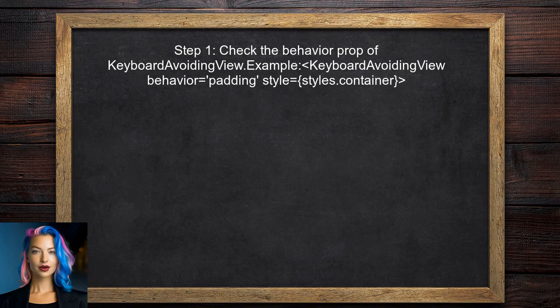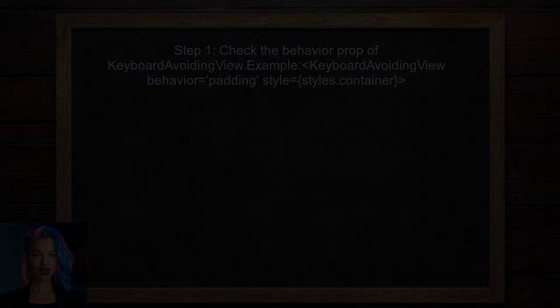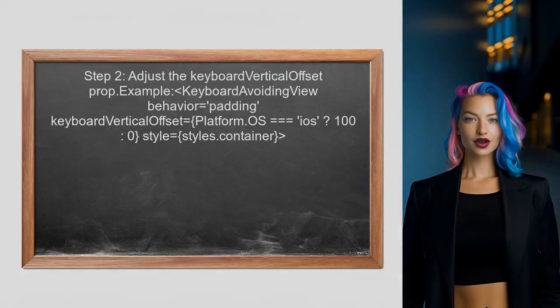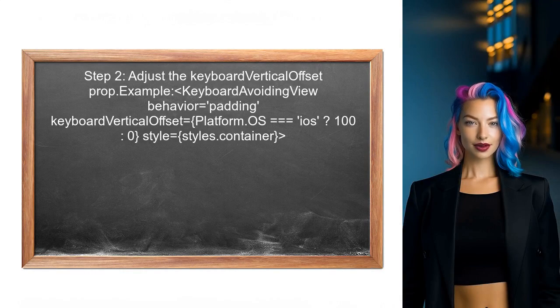To address the issue with the keyboard avoiding view pushing content too far up, the user should first check the behavior prop. It's important to ensure that the behavior is set correctly for the intended layout. Next, the user should consider adjusting the keyboard vertical offset prop. This prop allows for fine-tuning the distance between the keyboard and the content, which can help reduce excessive padding.